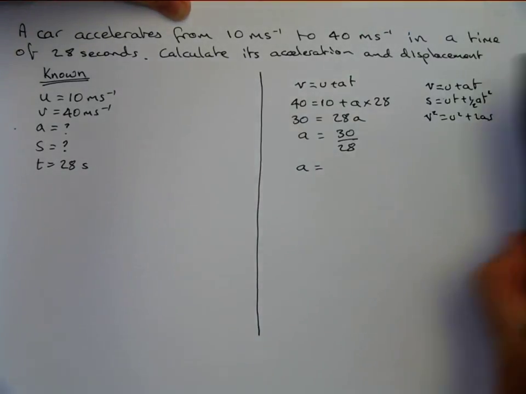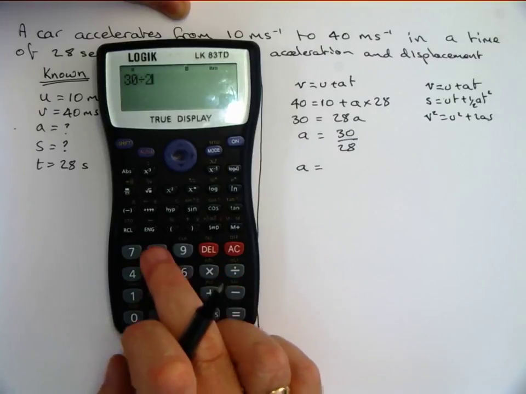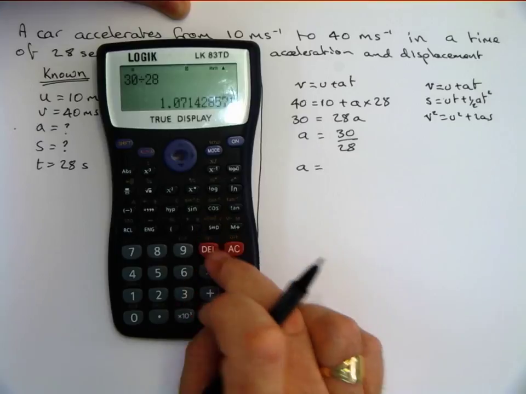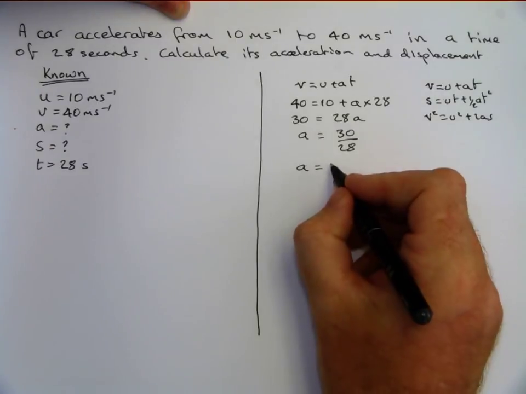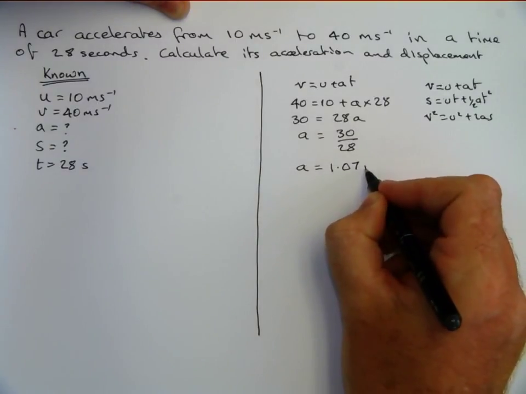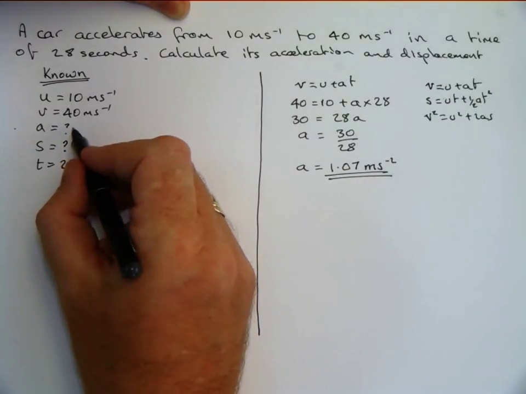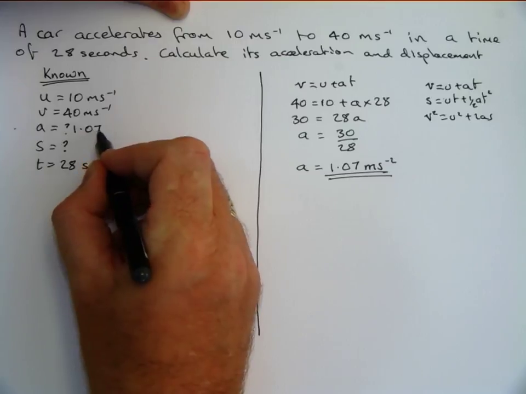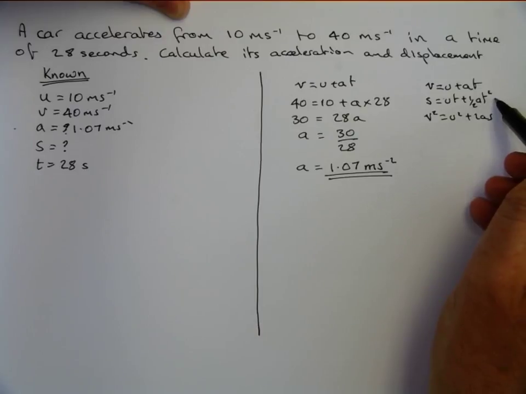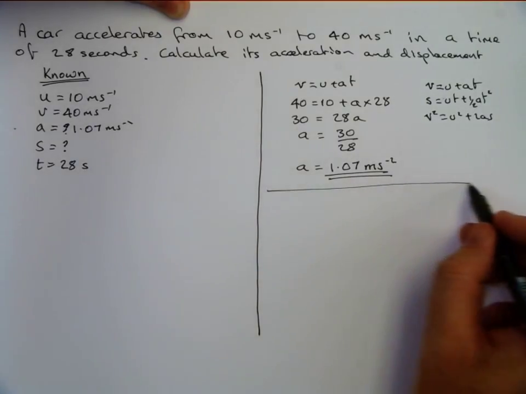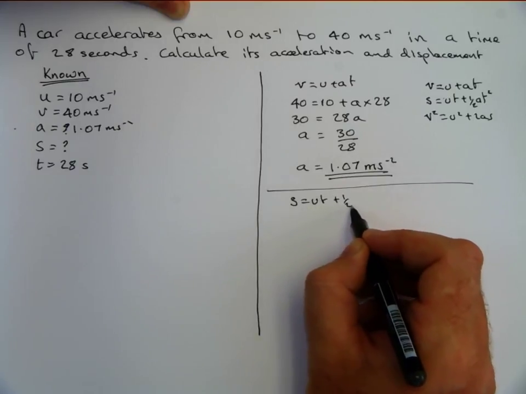And we can put that into a calculator, so 30 divided by 28 gives us 1.07. Round it to that, let's be fine, 1.07 meters per second squared. So this has now got this information here, 1.07 meters per second squared, and we are required to find S, so why not use this equation here. So for the second part, we'll use S equals UT plus a half AT squared.